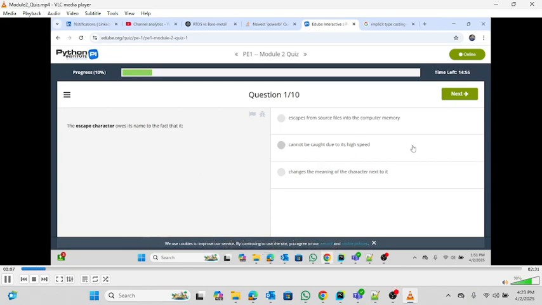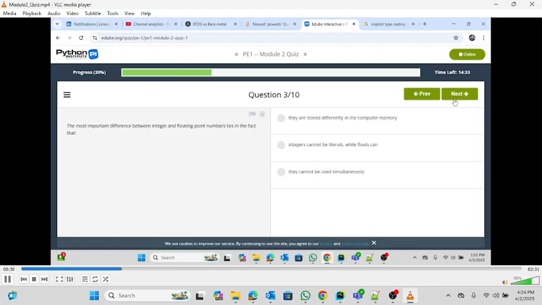So I'm writing a test here, 10 questions. It's a quiz for module 2. The escape character owes its name to the fact that it changes the meaning of the character next to it, right? Okay. The meaning of the positional parameter is by its position. So we have to select the position.